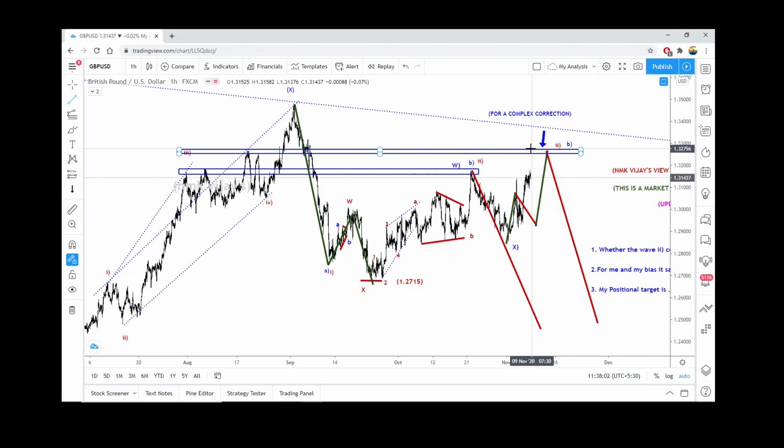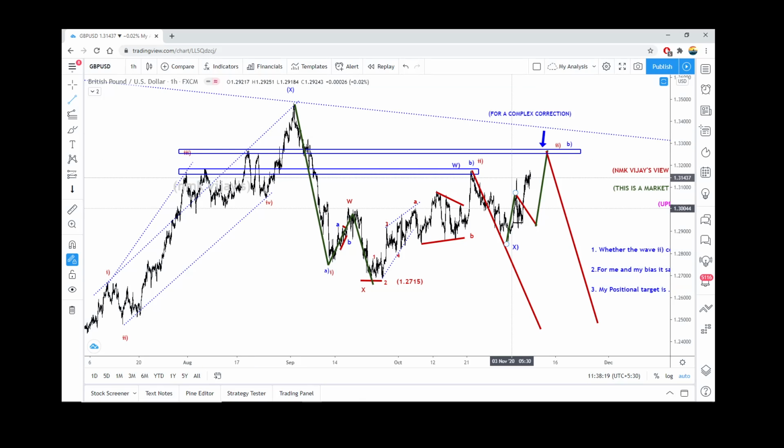So we just need to watch and then only go in sell with the stop loss of this. That is a beautiful stop to invalidate all those counts. And still we are in the B wave only. It's a complex correction.